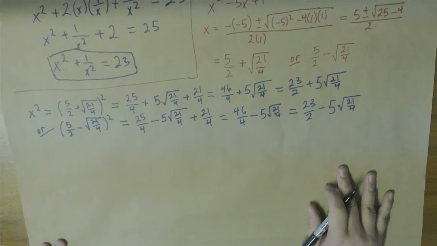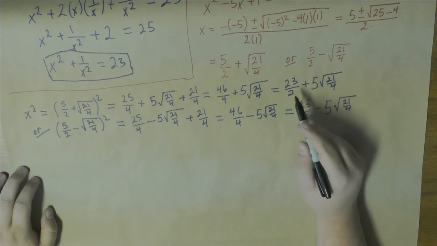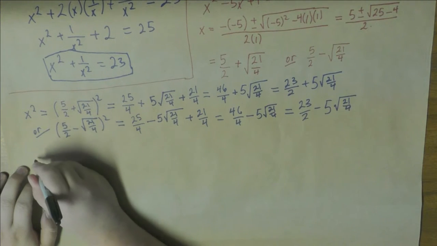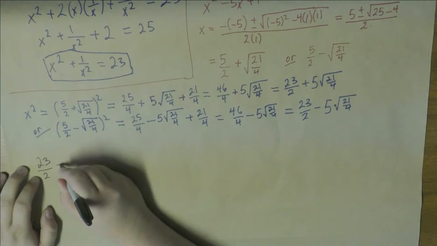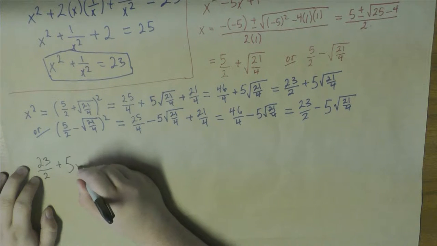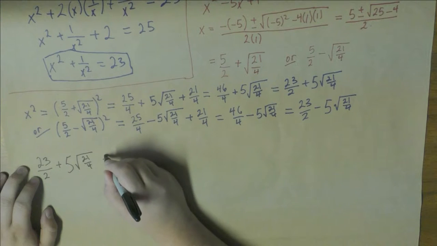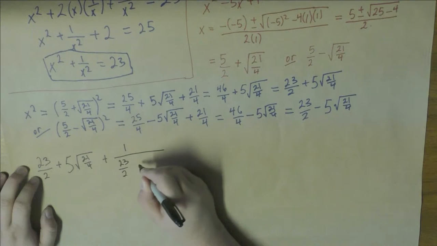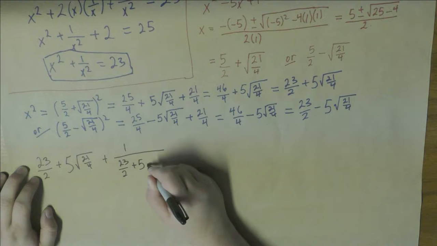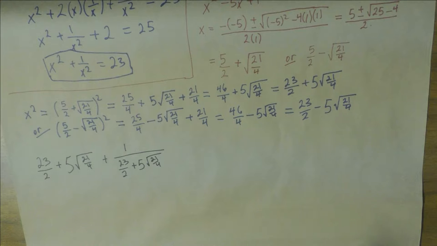It's fairly random. Anyway, so now we have x squared, which, taking the first one, is 23 halves plus 5 times the square root of 21 over 4, plus 1 over 23 halves plus 5 times the square root of 21 over 4, right? Now we want to know, what does this equal? So this is just a working out problem.